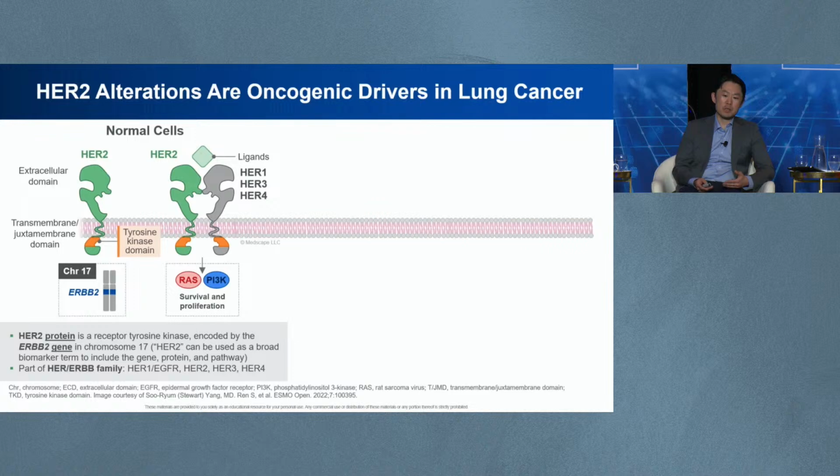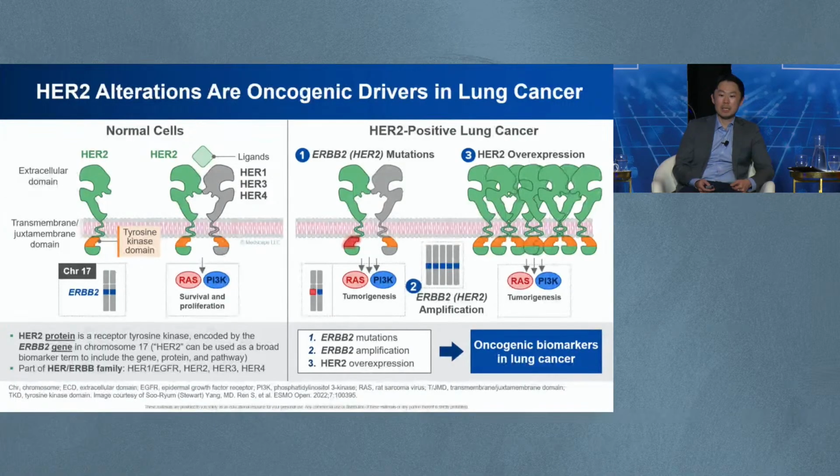And so in normal cells, you have a ligand that binds to the HER family receptors. That causes dimerization with HER2, and that would activate downstream signaling pathways that are important for survival and proliferation. Now, in HER2-positive lung cancer, we can have several mechanisms that would lead to hyperactivity and overactivity of HER2.